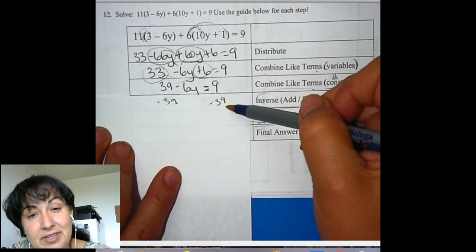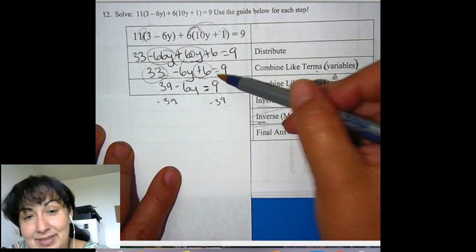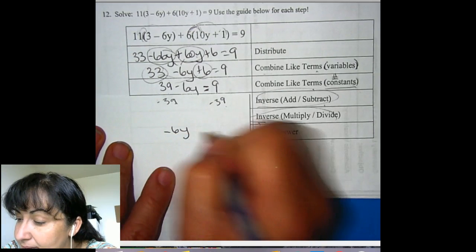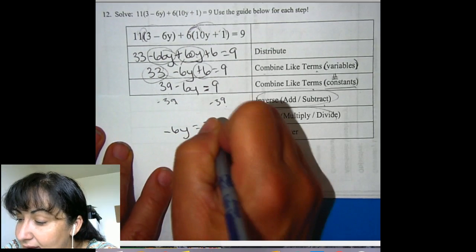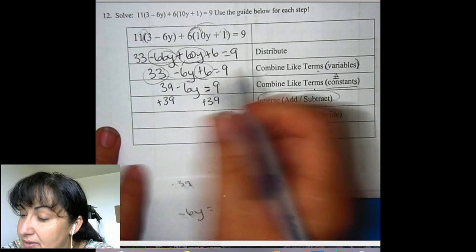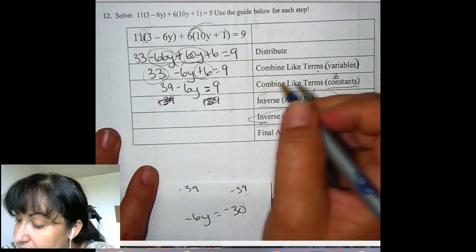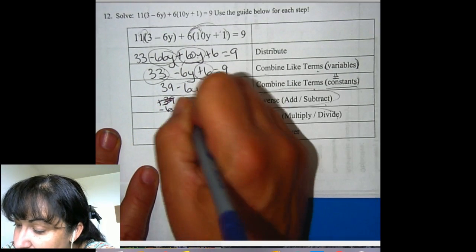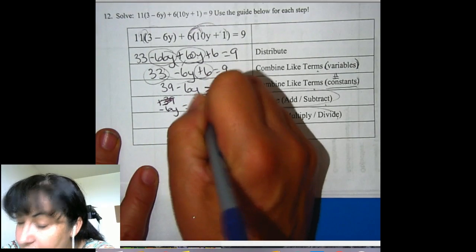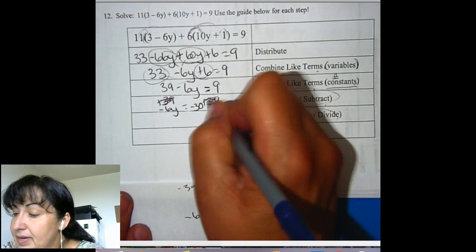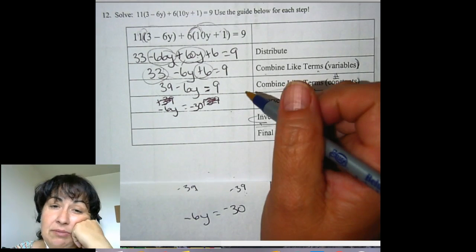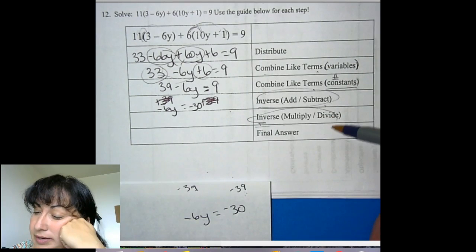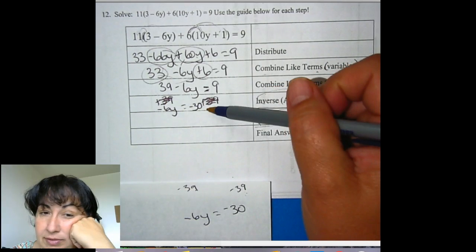So if I go minus 39, that goes to 0, and I'm going to go minus 39. The signs are different, so I'm going to subtract. 39 minus 9 is 30. So I'm going to have negative 6y equals negative 30. So that's what's going to go in this box. So let's put negative 6y equals negative 30. Okay. And I should have some white out. I shouldn't be writing in pen, but it's hard to see with the document camera and pencil, so that's why I'm doing this for you. So negative 6y equals negative 30.